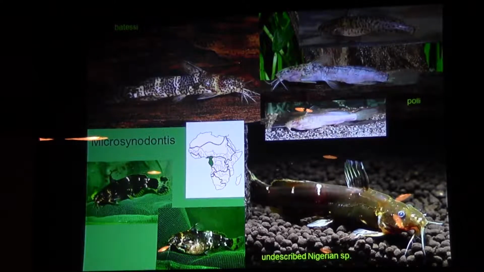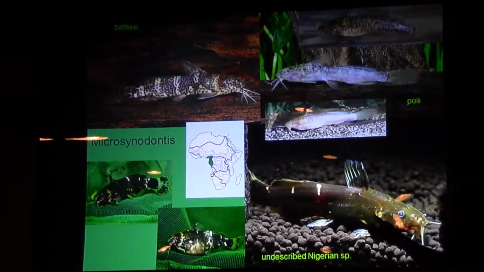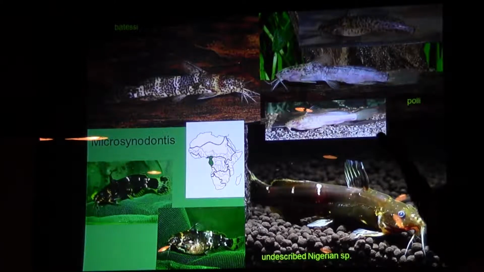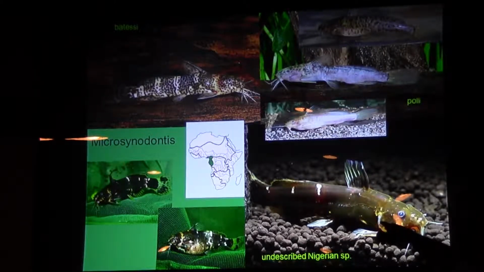If you're going to order or buy Microsynodontis from anywhere, you'll probably get this species or this species right here. Most likely this one. And they're fairly cheap. Most stores only sell them for a few bucks each.